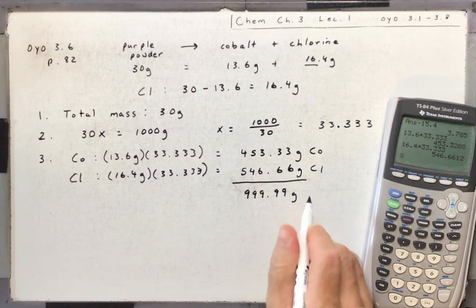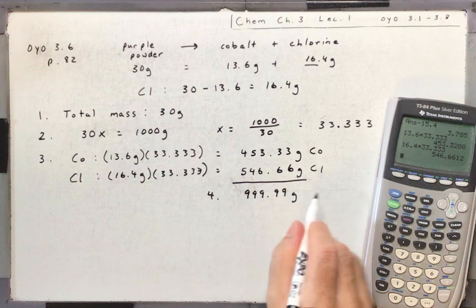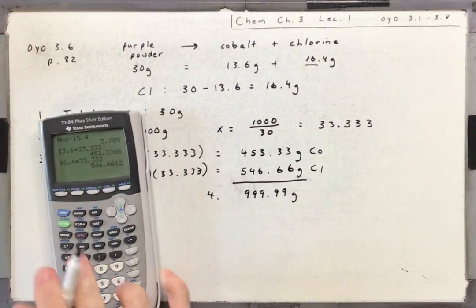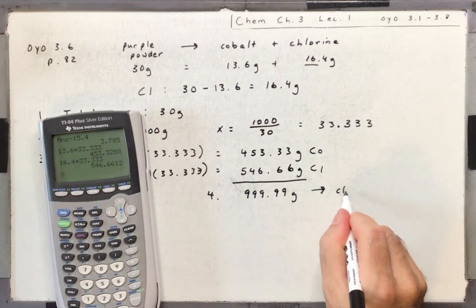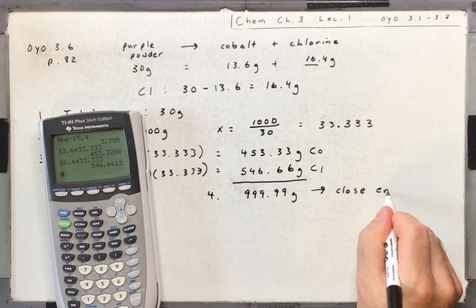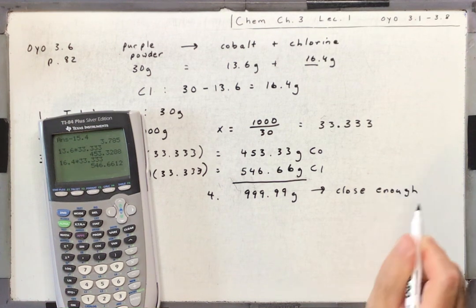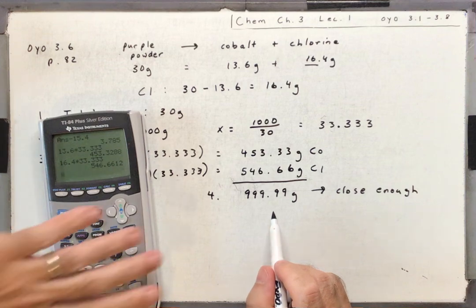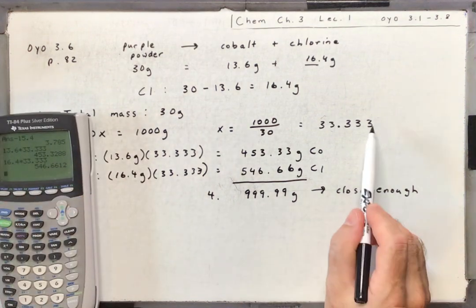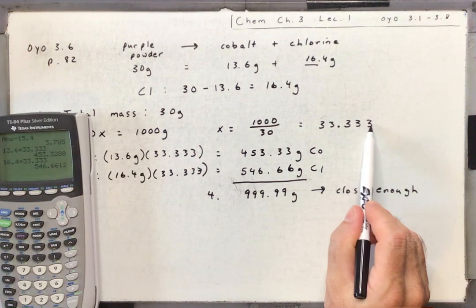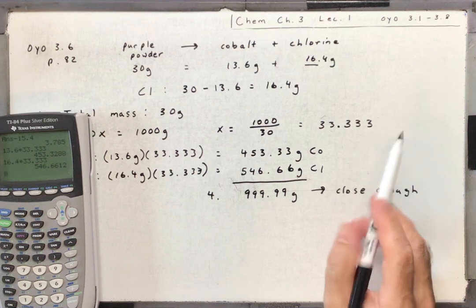999.99 grams total. That's step 4. That's close enough to 1,000. So we have a rounding error here because it doesn't exactly equal 1,000 because we didn't go 33.333 forever. All right, we needed to stop.